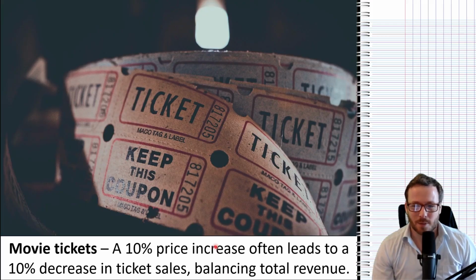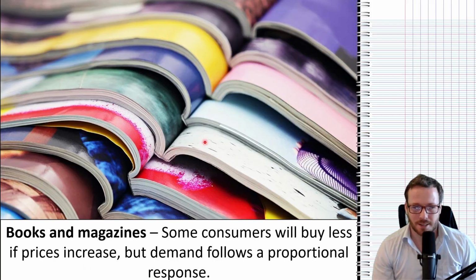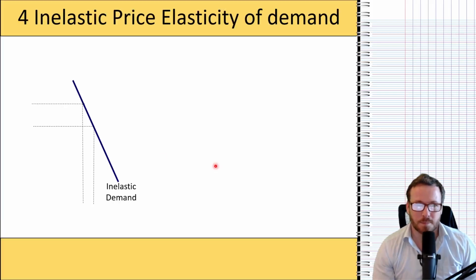Right, example. A movie ticket, 10% increase in price leads to a 10% decrease in sales. Books and magazines. They tend to be relatively unit elastic and relatively proportional. All right, let's move on to the next one.